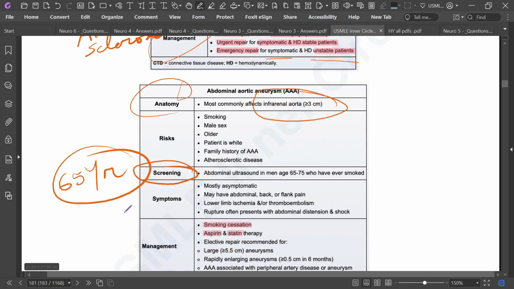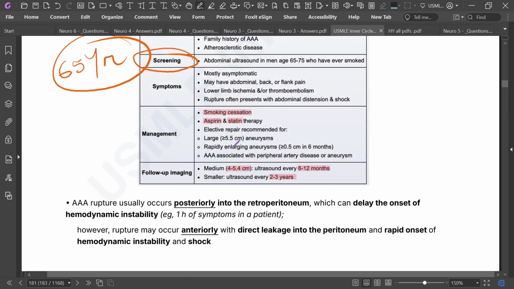Mostly asymptomatic, it may present with abdominal, back, or flank pain, lower limb ischemia, or thromboembolism. Rupture often presents with abdominal distension and shock. Management is smoking cessation, aspirin, statin, and elective repair recommendation.